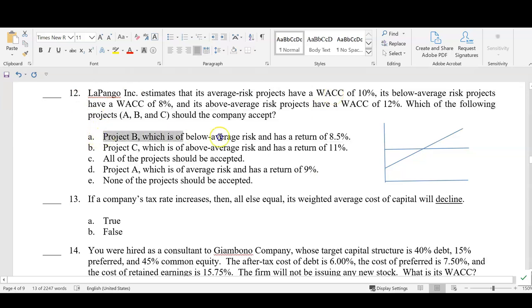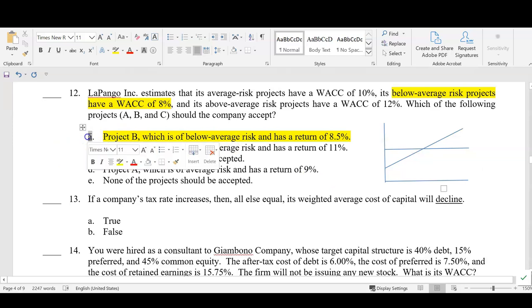Okay, so let's look at option A. This is talking about project B, which is of below average risk and has a return of 8.5%. So B could probably be somewhere here. It has low risk and a return of 8.5%. So we should compare its return to the WACC for below average risk projects, which is 8%. This 8.5% return is higher than the WACC of 8%. Should we accept it? Yes. So option A is correct because project B has a return higher than the WACC for low risk projects.